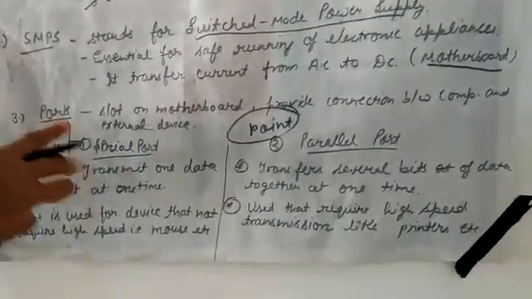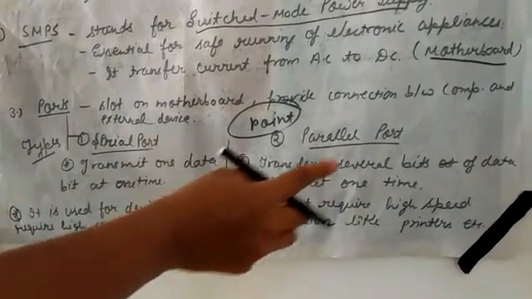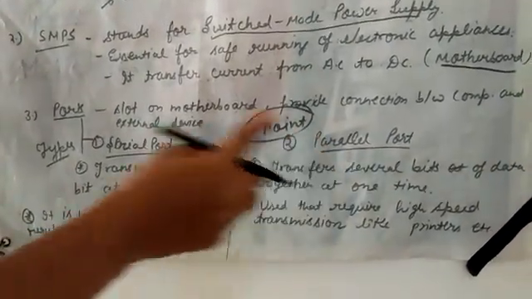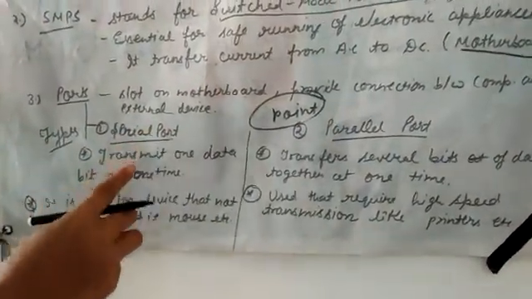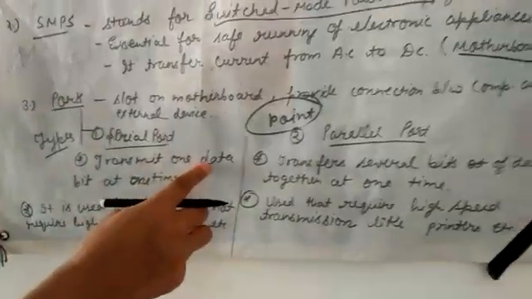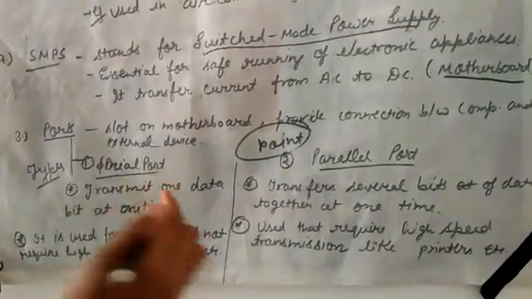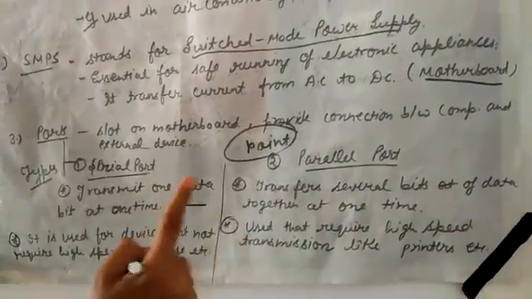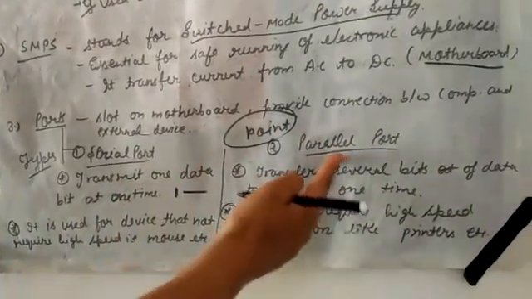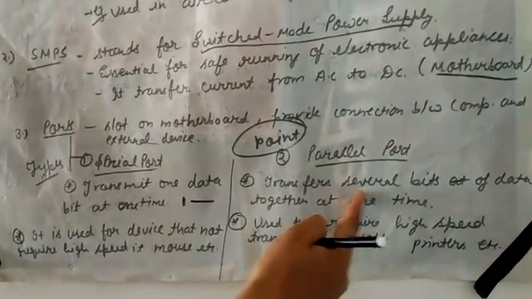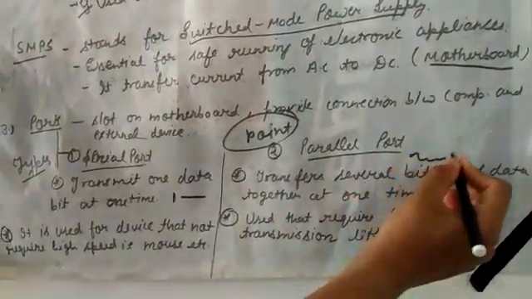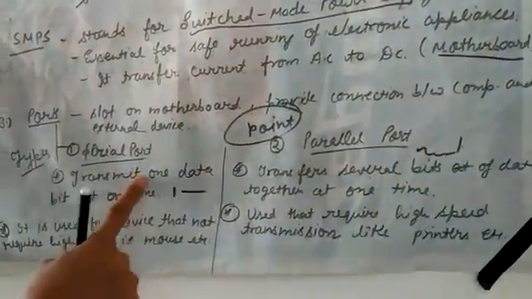Now they are categorized into two types. Number 1 is serial port, number 2 is parallel port. Serial port, what does it do? It transmits or transfers the data 1 bit at a time. So at one time it transfers only one data, whereas a parallel port transfers several bits of data at one time. So this is the main difference.